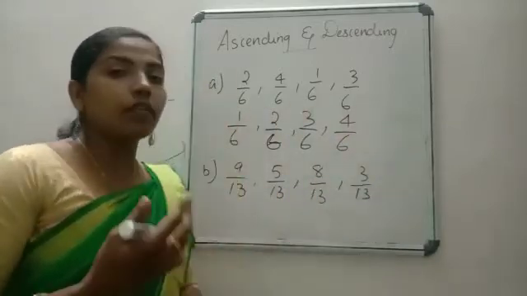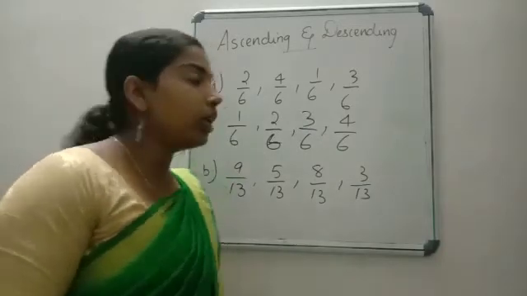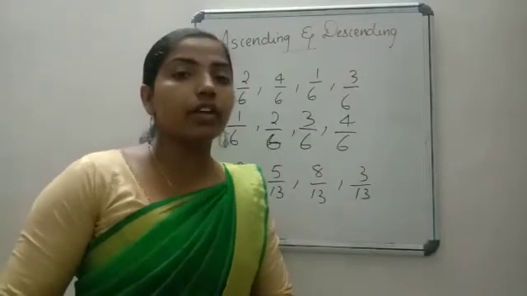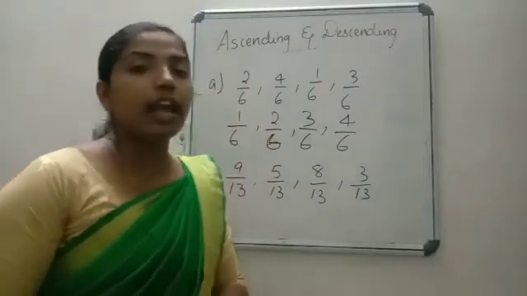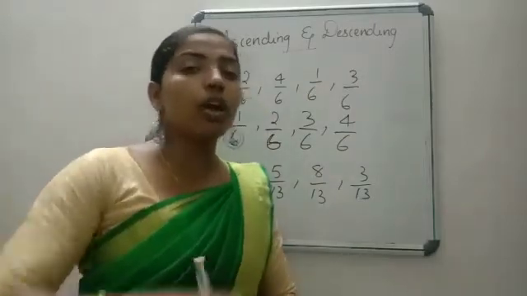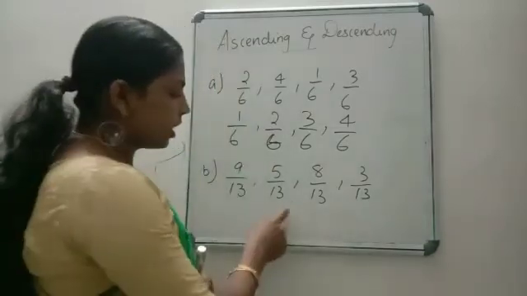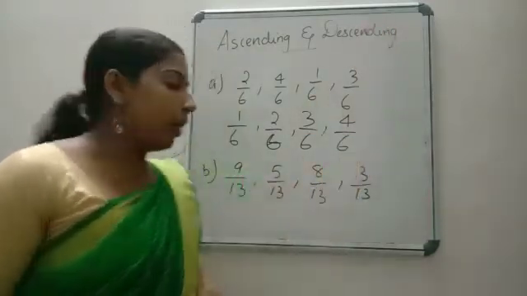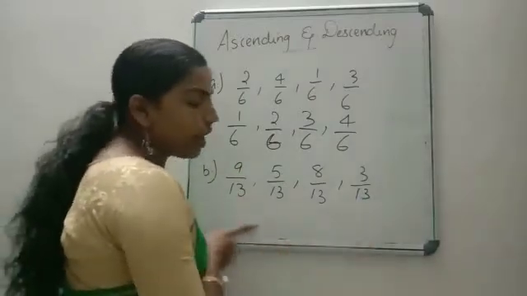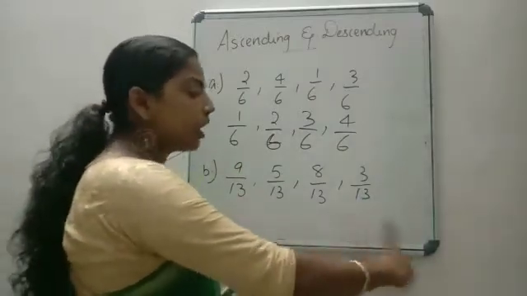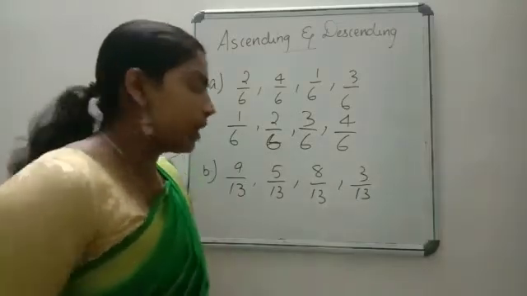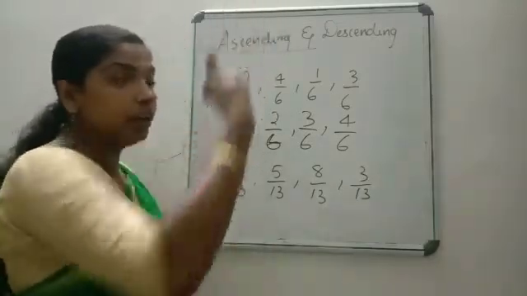First you have to check whether the given fractions are like or not. After that you have to check the numerator. If the fractions are like fractions, just move to the numerator and arrange the numbers according to ascending order. Now let us arrange this in descending order. Descending means bigger to smaller. So see, here all the fractions are like fractions. All the fractions have denominator as 13. Now our duty is just to look at the numerator. Descending order, so bigger to smaller.